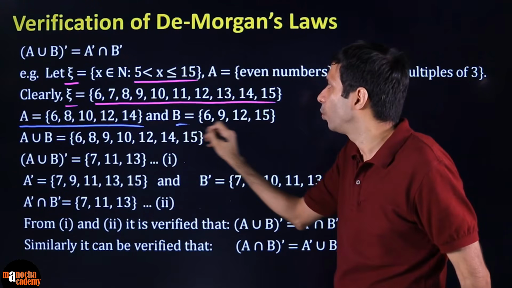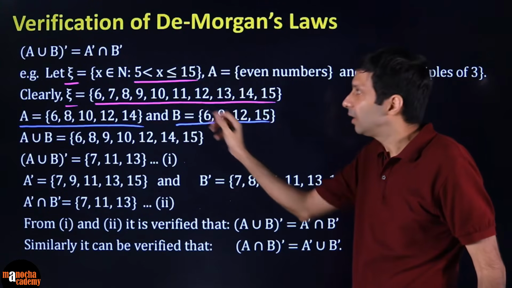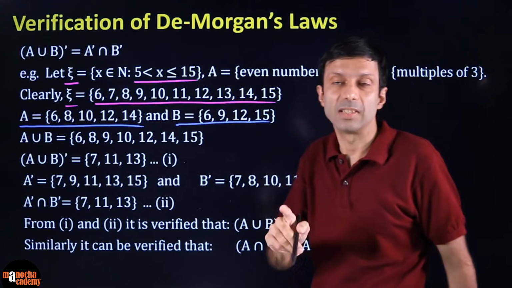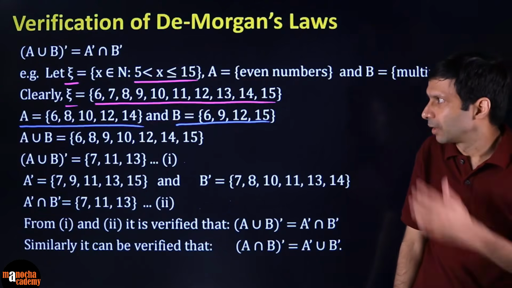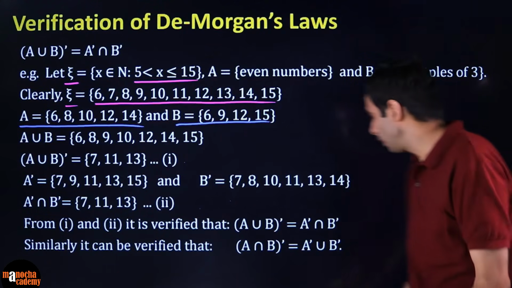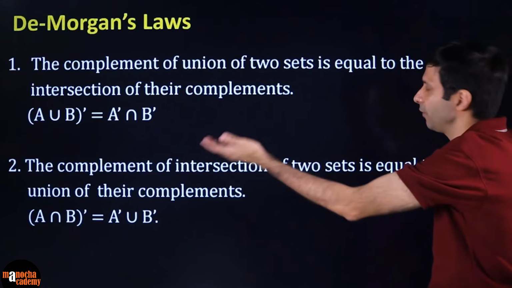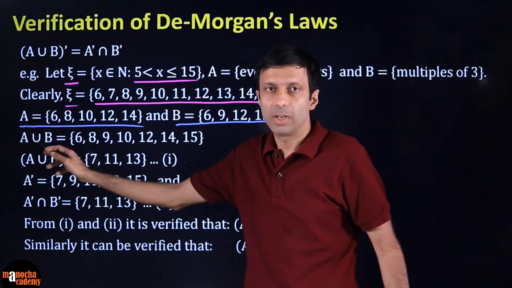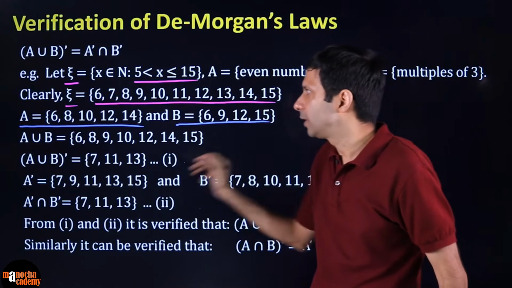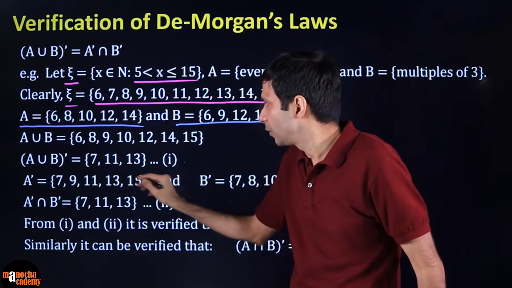Similarly, B is only those multiples of 3 present in the universal set, not all the multiples. Okay, very important. Now, to prove it, remember the same trick: you have to solve the left hand side and prove it equal to the right hand side. So please find A union B. Take the union, then find the complement of that.